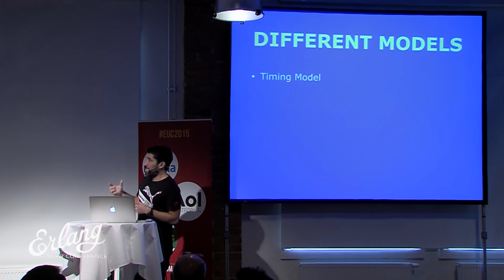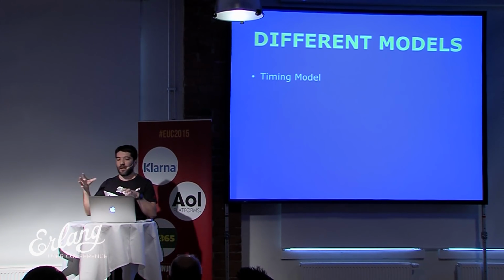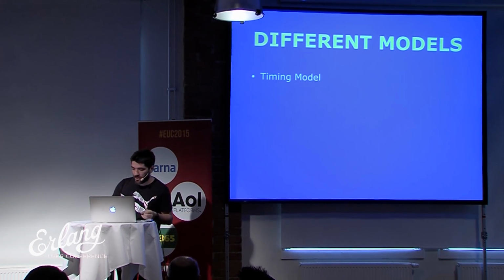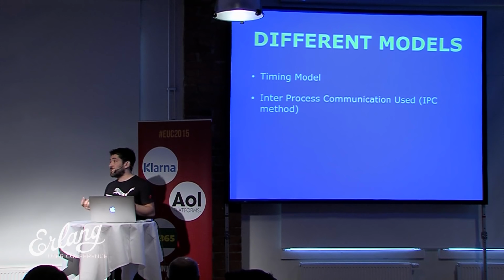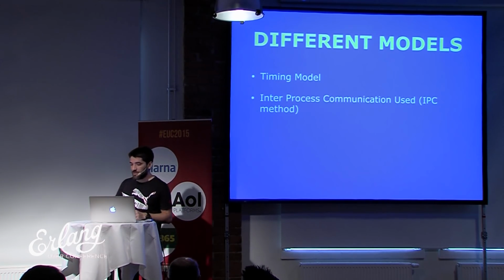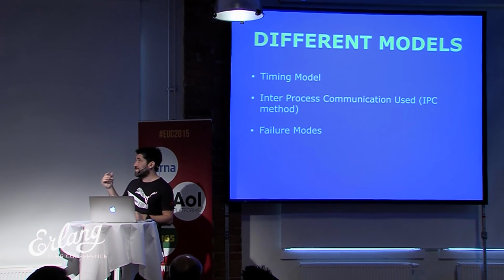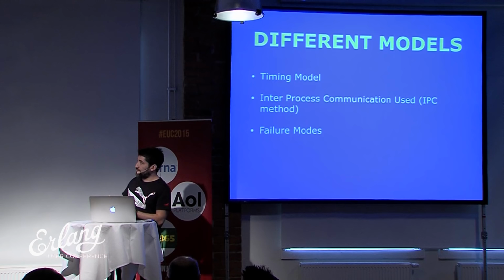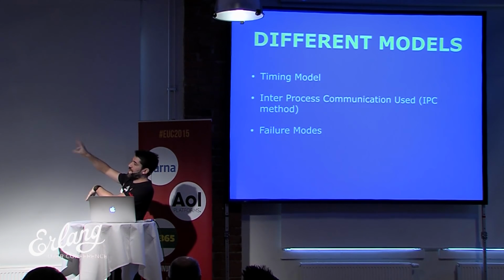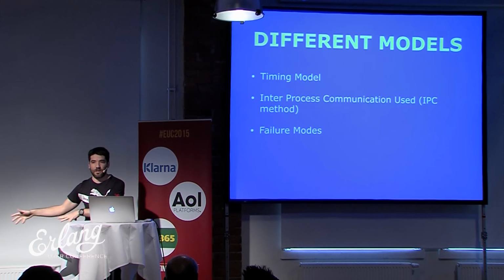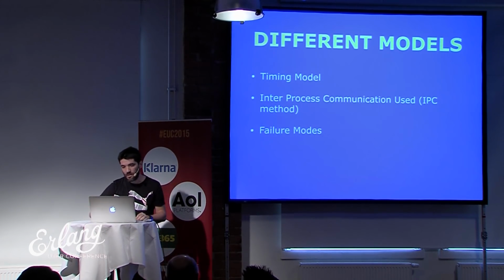So one model is the timing model. Algorithms define something about what time means for them. Then there is the interprocess communication used by these algorithms. And there are failure modes. So algorithms in distributed systems combine these things, and based on what they take from each of them, you have a theorem or an impossibility result, and so on.